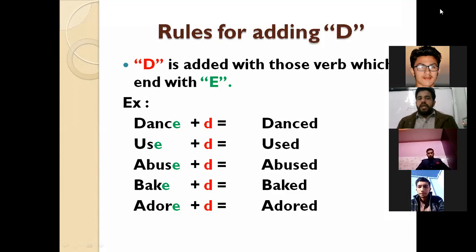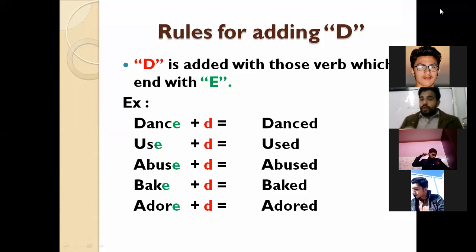Likewise, you can see abuse. So abuse is the verb which ends with e. So we add d at the end of it because it finishes with e. So it becomes abused. Likewise, we say bake. So we add d at the end of it and it becomes baked. Likewise, we say adore. So adore, we add d at the end of it and it is equal adored.